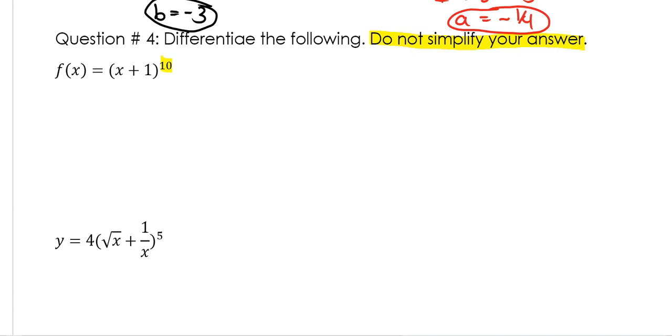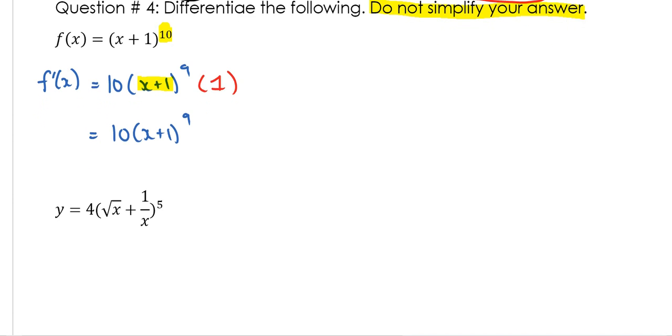For the first question, I have a 10 here, an exponent there, so you might be thinking we need to use the power rule. And eventually, once we use the power rule, we probably would have to use the chain rule too. So using the power rule, I get 10 times (x plus 1) to the power of 9. And if I apply the chain rule here, the derivative of x plus 1 is just going to be 1. You can leave your final answer as just 10 times (x plus 1) to the power of 9.